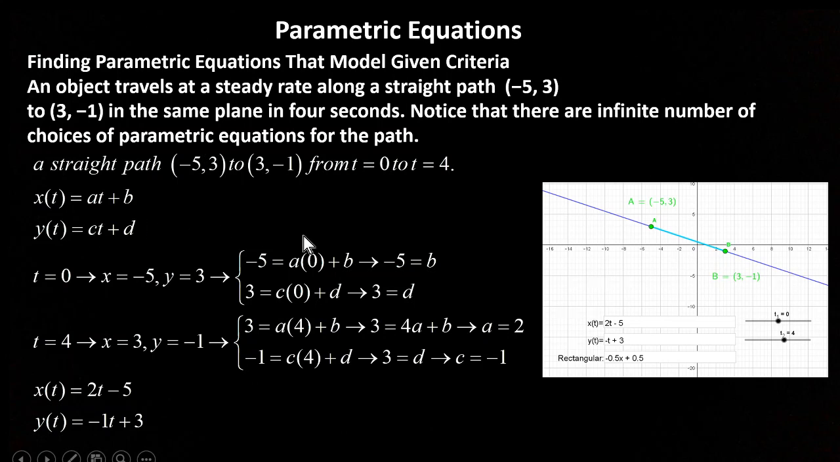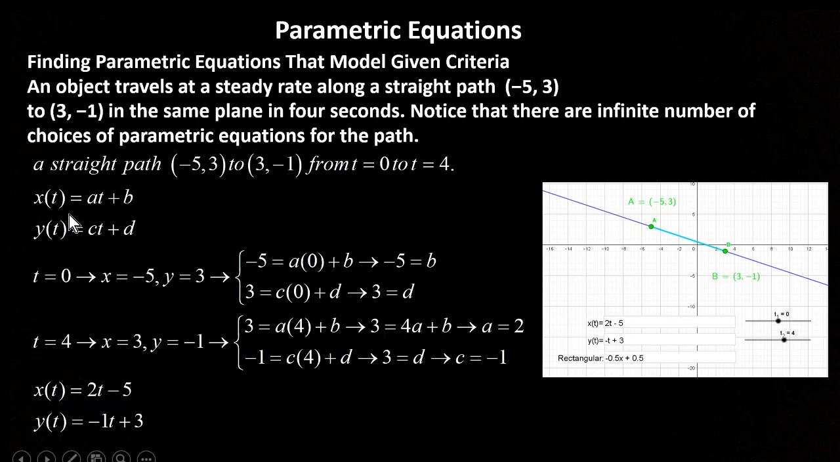But that's okay. Now that we know what b and d are, we put them in here, right? So we know that when t equals 4, because it says in 4 seconds, x is 3 and y is negative 1.